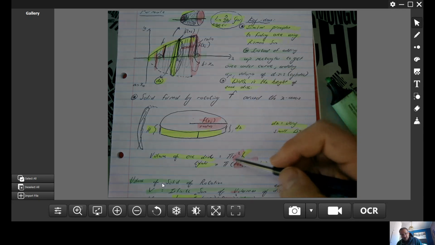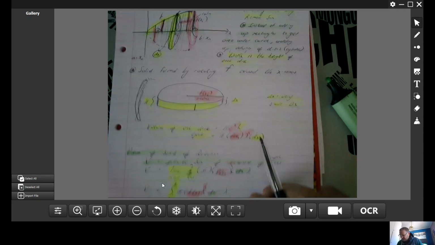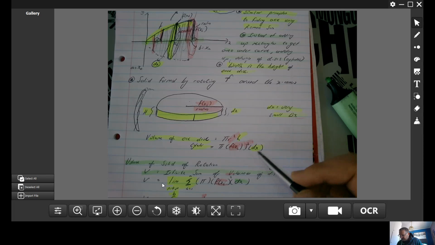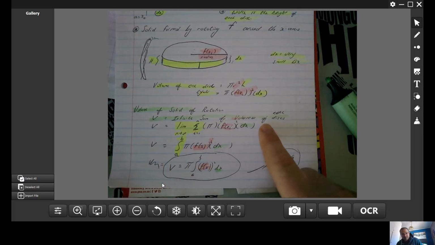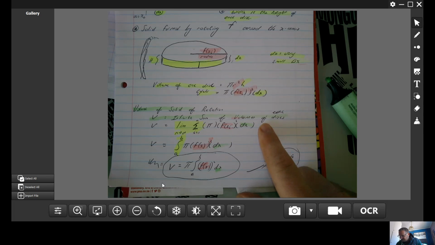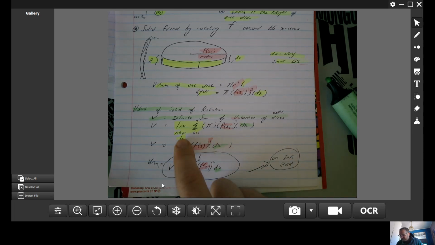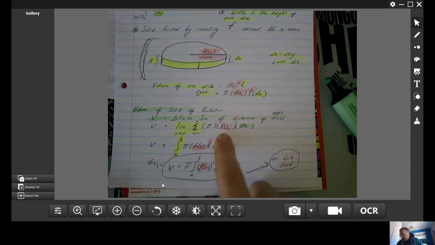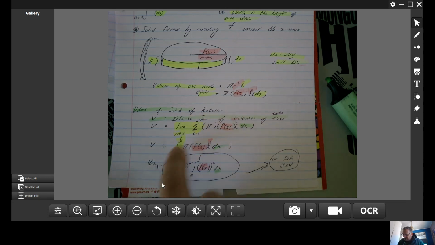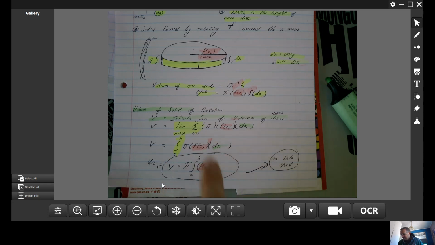The volume of one disk is pi r squared h. In other words, pi f of xi squared dx. Then to find the volume, it is the infinite sum of the volumes of each disk. In other words, the limit as n tends to infinity, you add them all up. That just means get as many as you can in there. That's the formula for the volume of each cylinder. Remember, an infinite sum is an integral in the bounded region, and that gives us our formula for the volume of the solid of revolution.